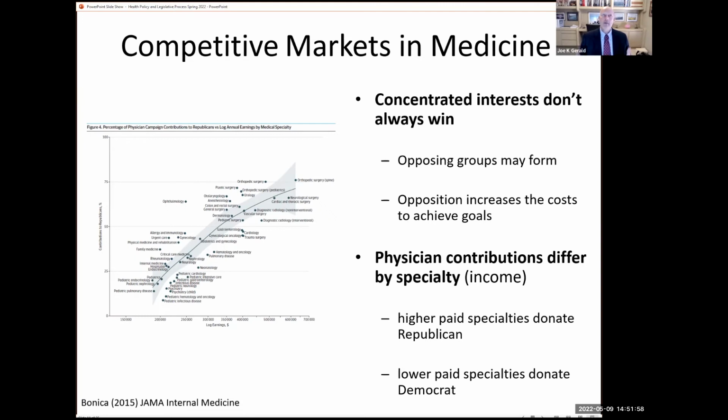And so having more groups with an interest in a piece of legislation makes it more costly for a group to win, because they have to basically put too much money on the table to get the win, so it's no longer worth it to organize themselves in that manner.